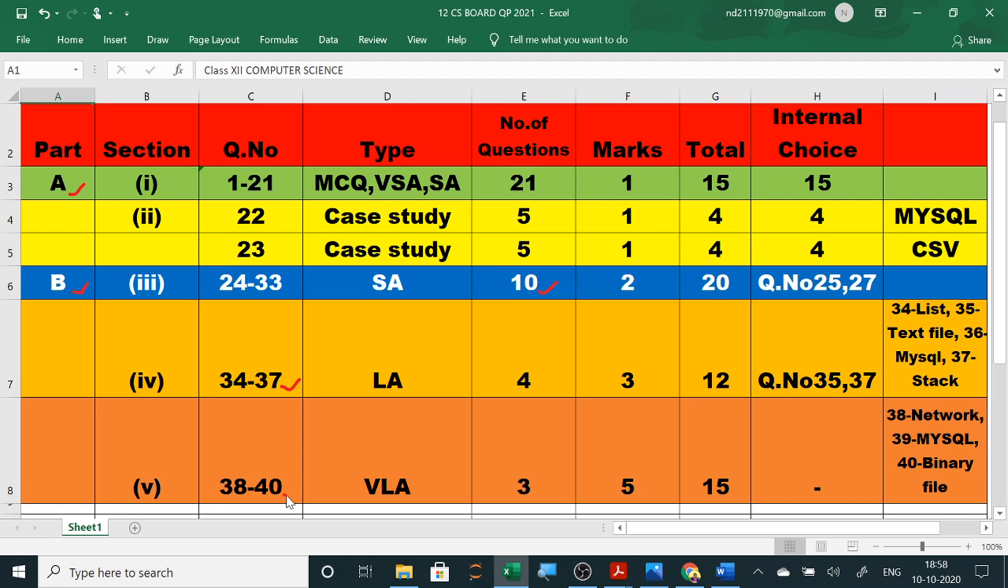Now next is the last one, that is the 5 marks questions. So 3 questions of 5 marks, question number 38 to 40, total 15 marks, in which 38 is a case study of networking, which was coming in the previous papers. 39 is MySQL, and 40 is binary file. This is completely new till now, binary file questions. In the old papers it was asked, but last year it was not in the syllabus.